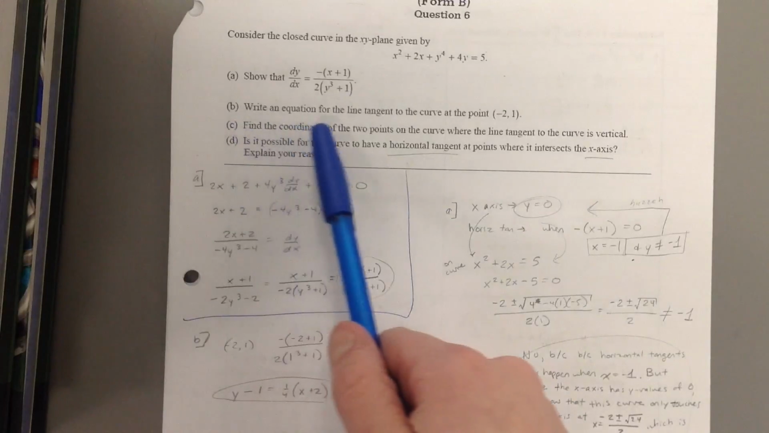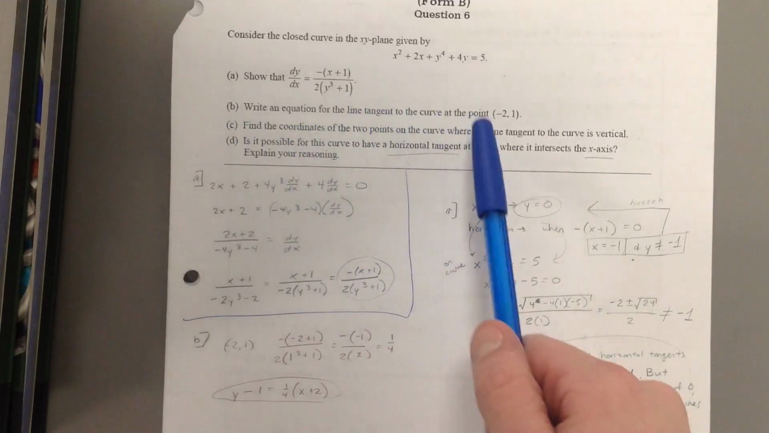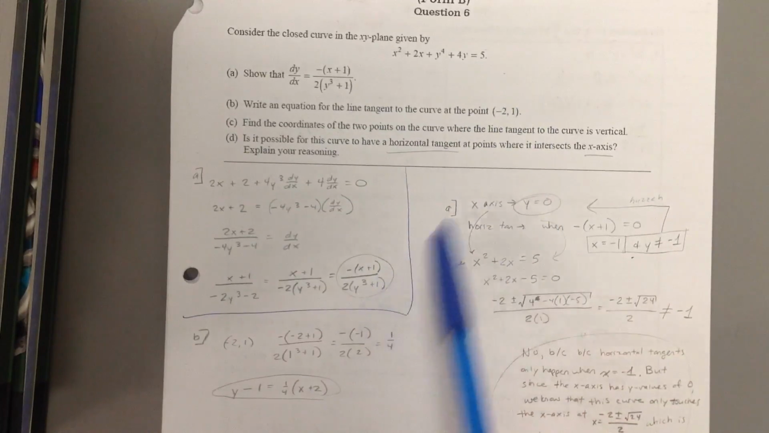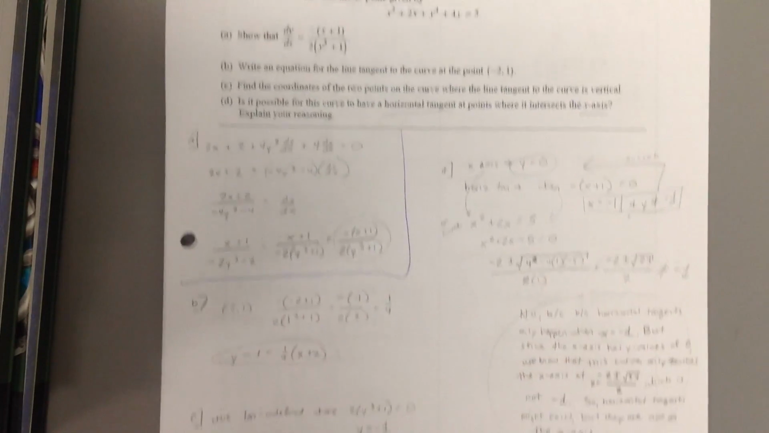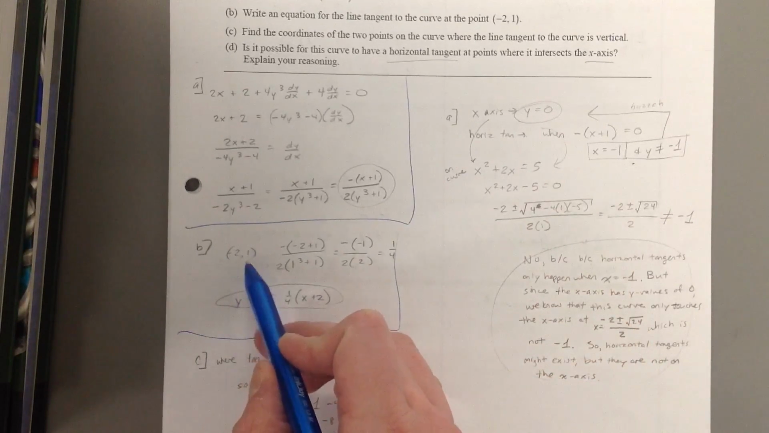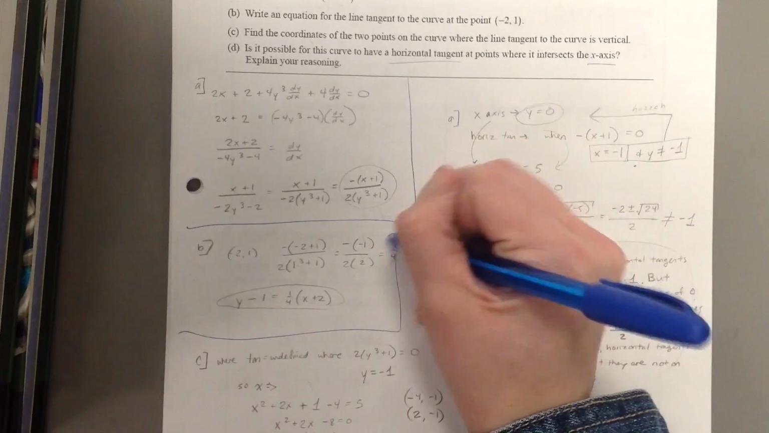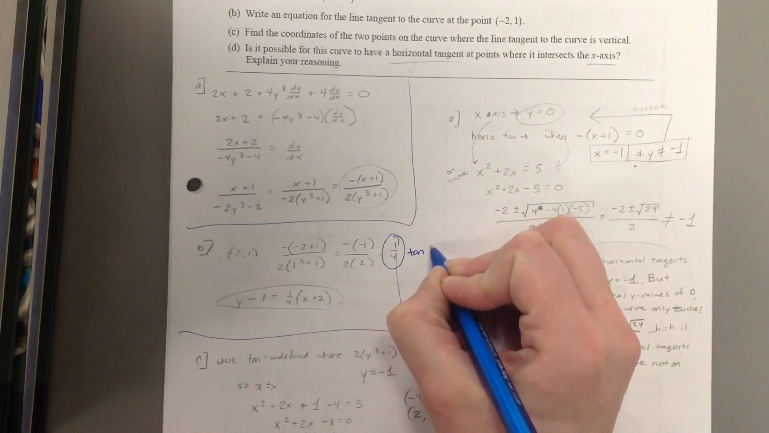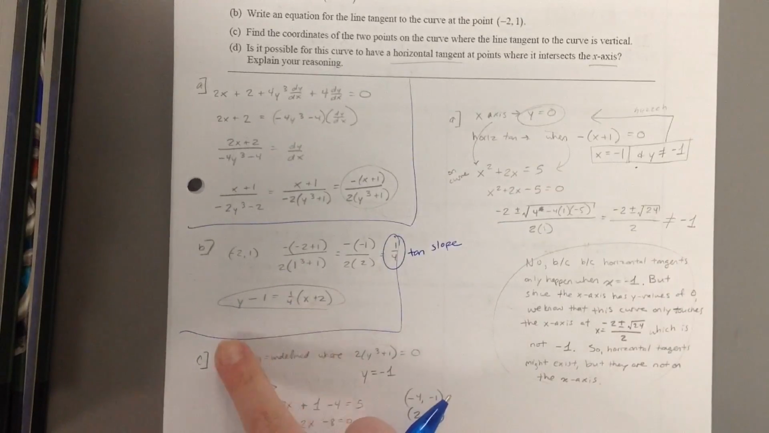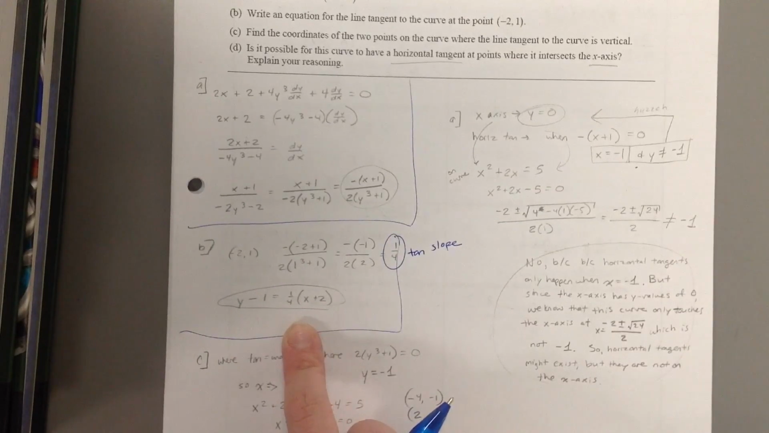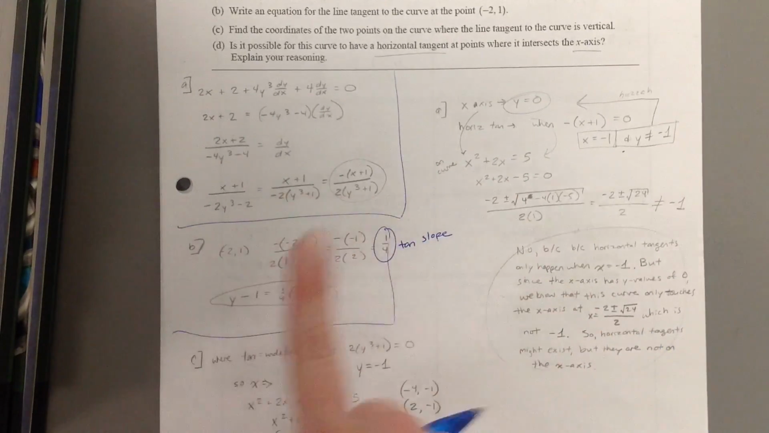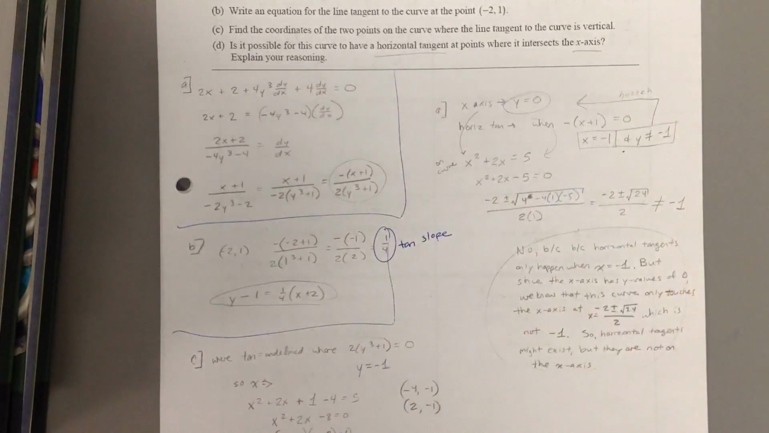Part B: write an equation for the line tangent to the curve at the point (-2, 1). So they've given us that point. We can use this derivative with that point. We first need to plug it in. So this is part B right here. We plug in (-2, 1) into our derivative, and find that the tangent slope is 1/4. So when we use our point-slope form with the point that they gave us, that is our final tangent line. There we go. Again, if you need to see that a little bit more, pause the video, take a look, but I'm going to keep going because those two were pretty easy questions.